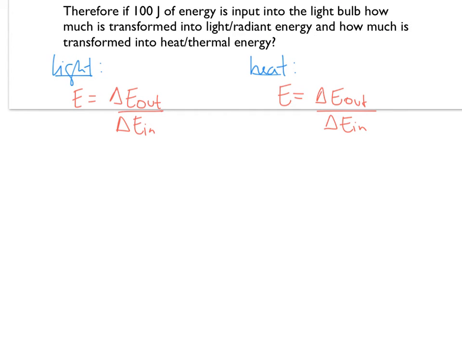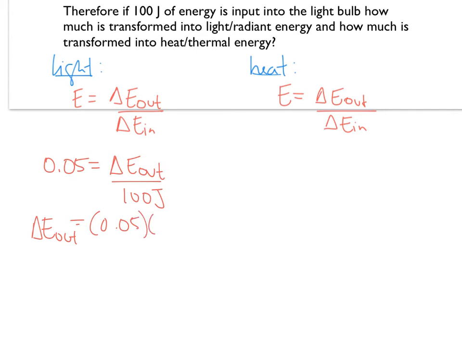So using our efficiency equation, we know that the efficiency for light is 5%, so that's going to be 0.05. And you know that your input value is 100 joules of energy. So we want to find out what our output is. Your output energy is going to be, cross multiply, 0.05 times 100 joules. And that gives you 5 joules.